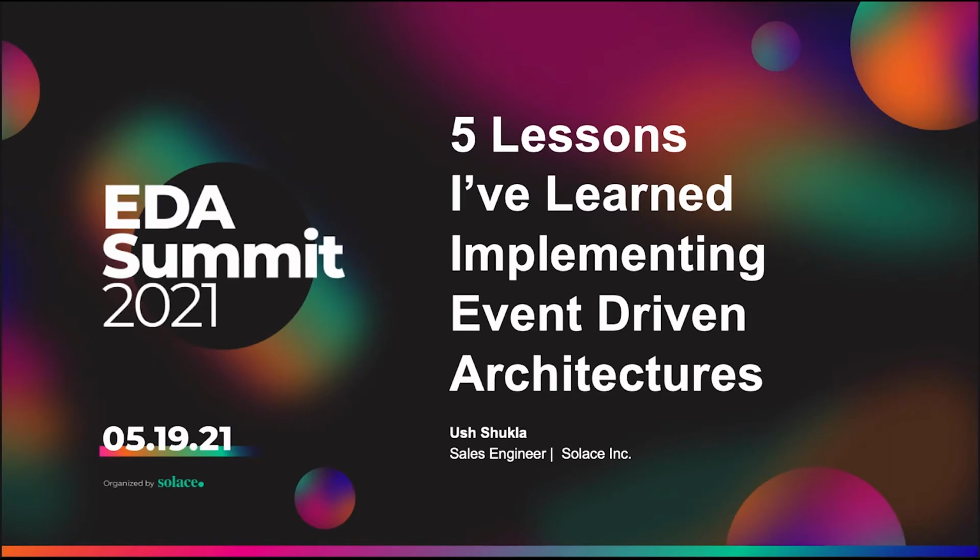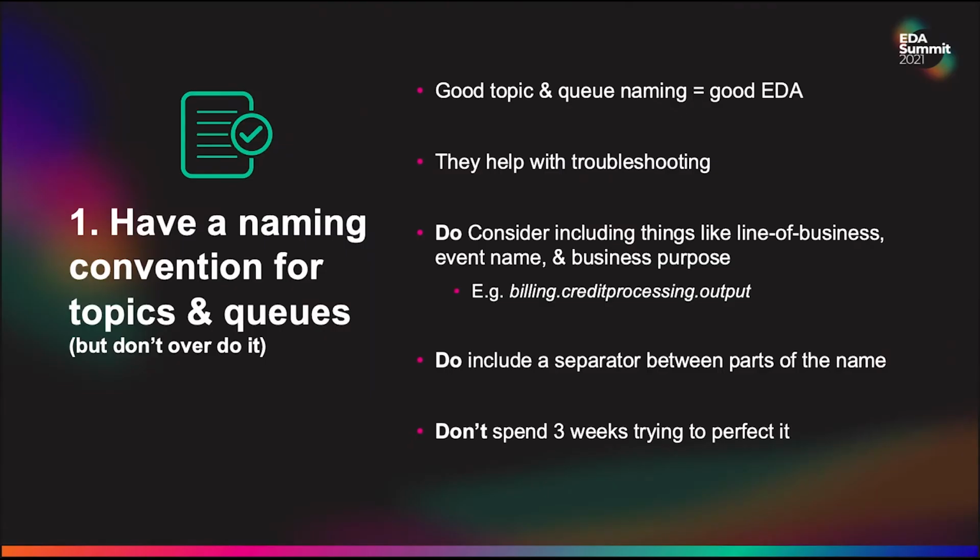And today I'll be sharing 5 lessons I've learned implementing event-driven architectures. Let's get started. Lesson 1. Have a naming convention for topics and queues, but don't overdo it. So, no-brainer, right? Name queues and topics so that you understand what they represent. A proper naming convention lets you eyeball which systems are interacting.